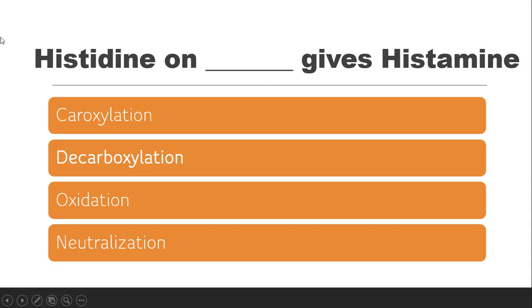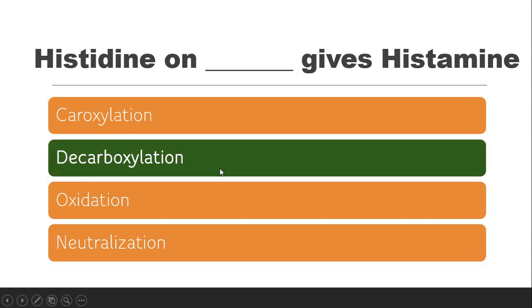Histamine is obtained from histidine, but by which process? Whether it is carboxylation, decarboxylation, oxidation or neutralization, which amongst these is the process used for the formation of histamine from histidine? So the correct answer is decarboxylation. Decarboxylation means CO2 will be removed from the histidine, from the carboxylic acid group, and it will form histamine.